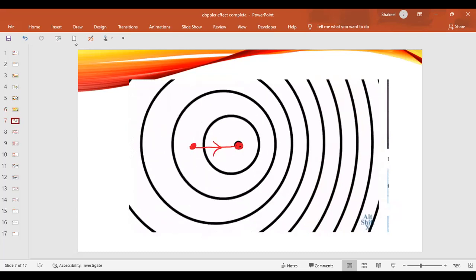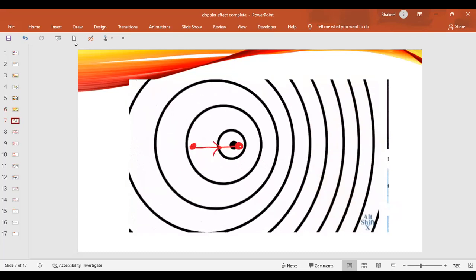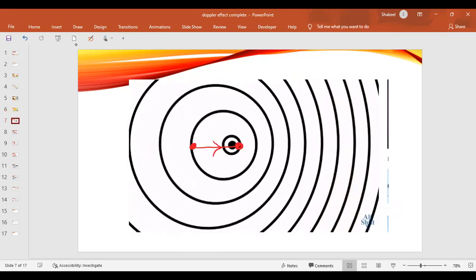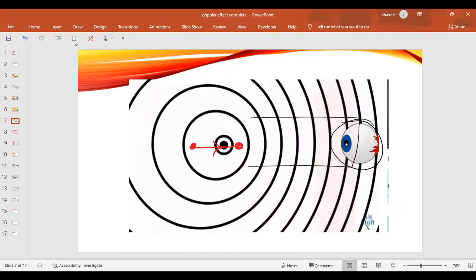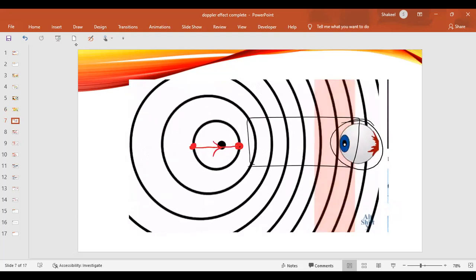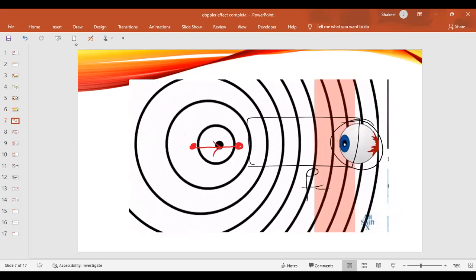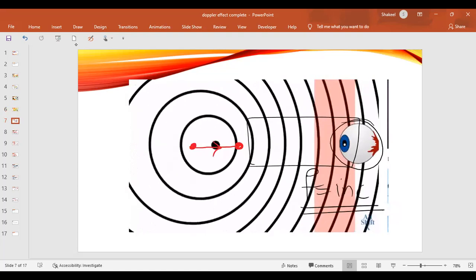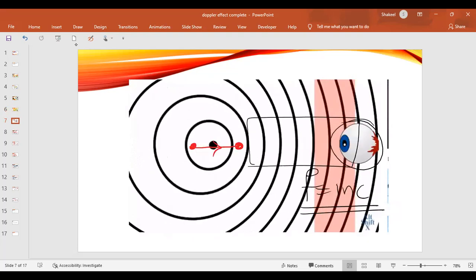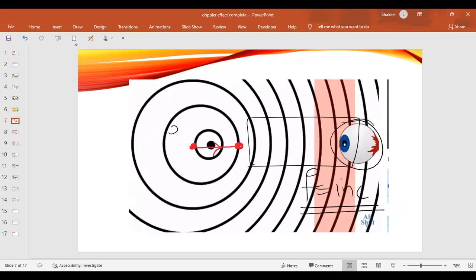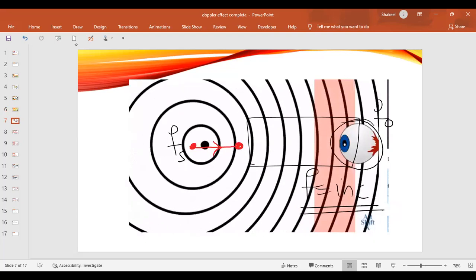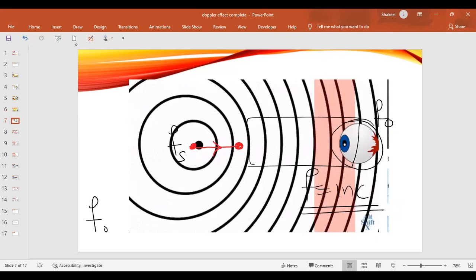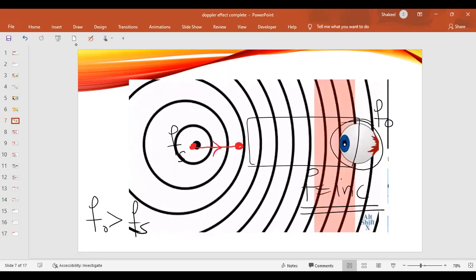So you can see from here, when the source is moving towards the stationary observer, like the eye is the stationary observer, you can see that the number of waves here are bunching up. So it means frequency is increasing here. So this observer is going to observe a high pitch sound. If Fs was the actual frequency and F0 was the observed frequency, we can clearly say that the observed frequency is higher than the actual frequency.